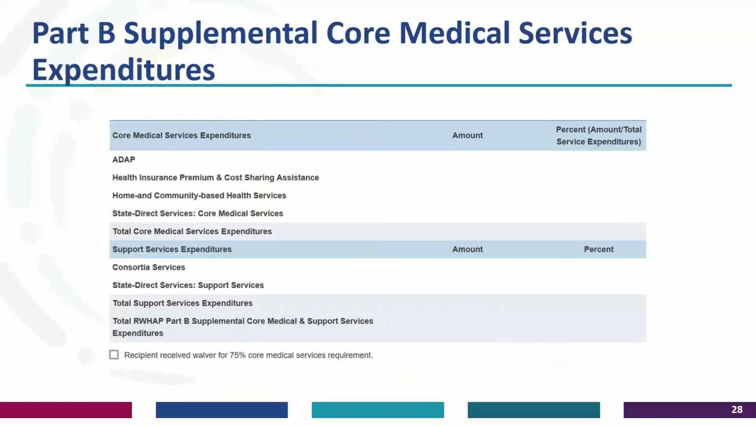So below the Part B supplemental expenditure categories, there is an additional table that will automatically calculate your core medical and support service expenditures once the expenditures report is saved. This table can be utilized to make sure you are in compliance with the 75% core medical services requirement. If you did receive a waiver for this requirement, just like before, you can select the checkbox below the table. If you're unsure if you've received this waiver or have any questions, please reach out to your project officer.